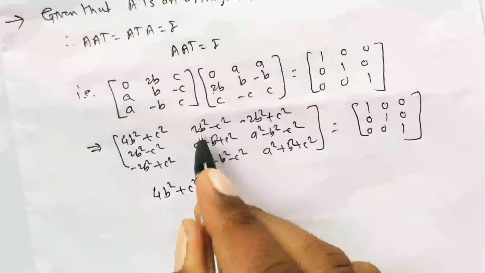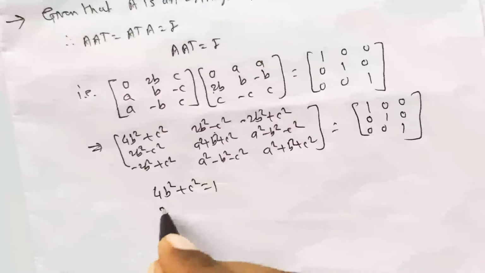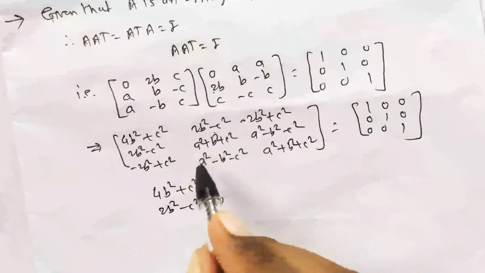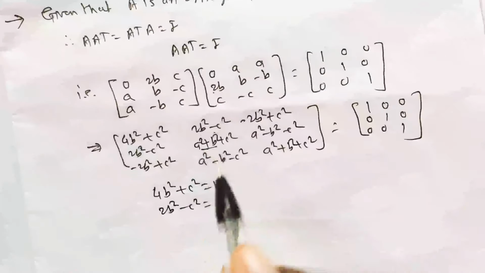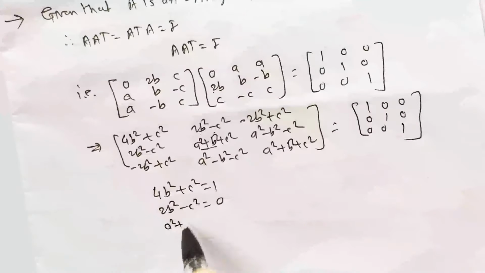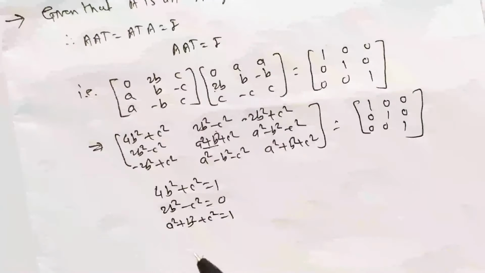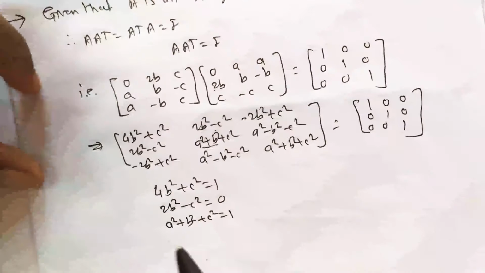Then the next one is 2b square minus c square equal to 0, and take one more distinct equation, that is a square plus b square plus c square equal to 1. So after solving these three equations, we will get a, b, c.